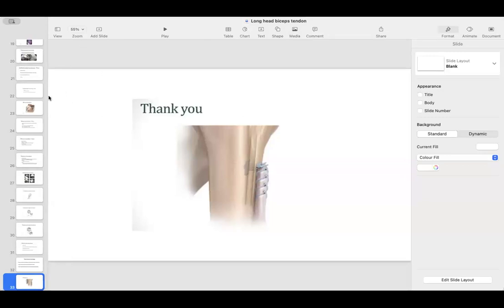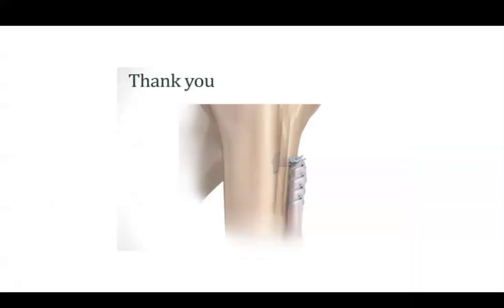Thanks, Rohit. So basically, we have to consider both SLAP lesions or lesions of the long head of biceps as one single entity. It is just the location of the pathology that determines whether it's a SLAP lesion or long head of biceps lesion. So what we do here in Orthound is we basically try to divide it according to the location of involvement of the biceps tendon and the mode of injury.